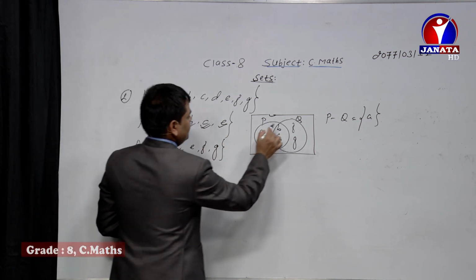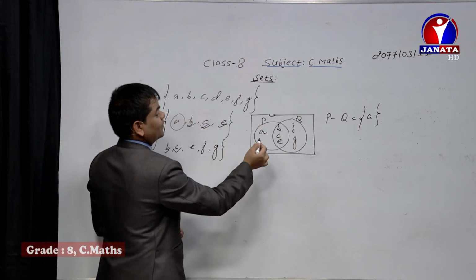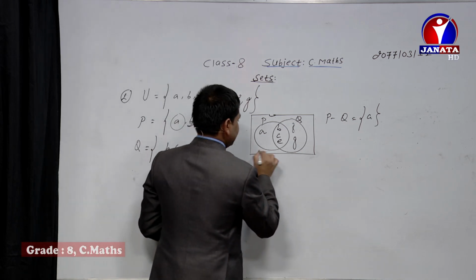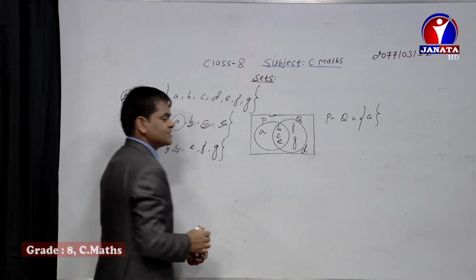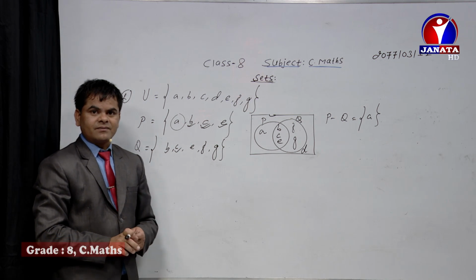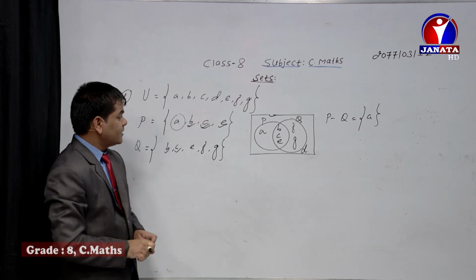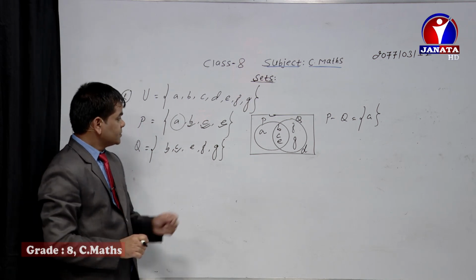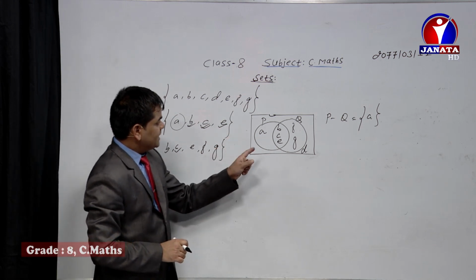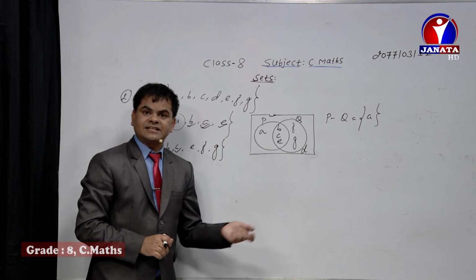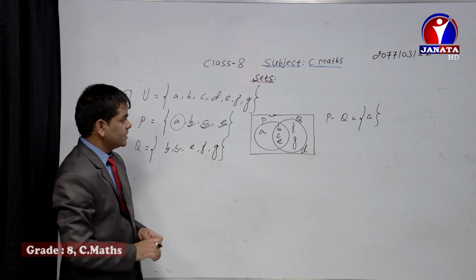So A, B, C, where is D? Oh, there is no D. That means it is the element which is to be placed in the place of complement. So D comes in there. A, B, C, D, E, F, G. It's over now. We have already kept that information.